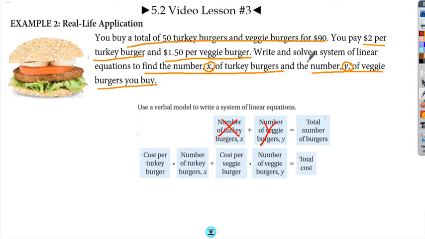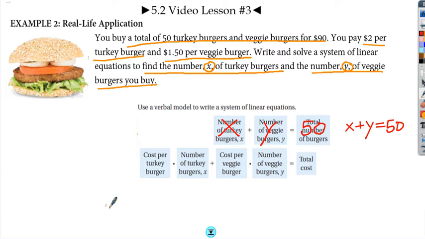We know from the very first information that the total number of burgers you buy is 50. It says a total of 50 turkey and veggie burgers. So 50 burgers. Our first equation will be X plus Y equals 50.